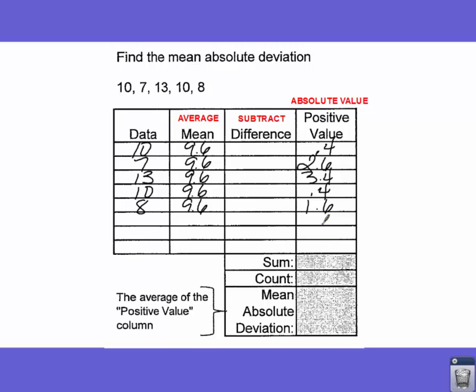Okay, so that is step 1 and step 2. Step 1, again, is find the mean. Step number 2, subtract the data value and the mean and get the positive distance between those numbers.